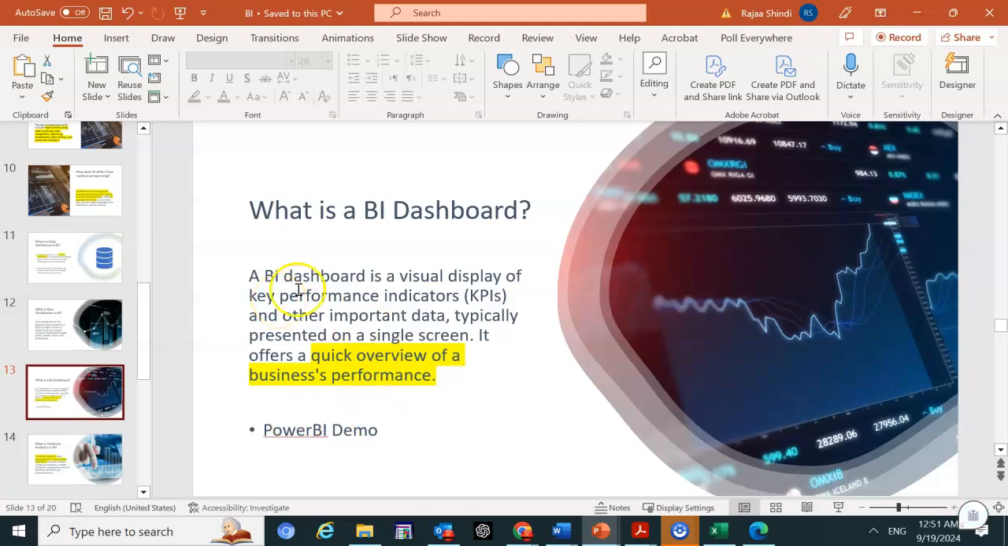Also, you can create a visual display of key KPIs. KPIs are key performance indicators. Managers or business leaders use the KPIs as a way to measure the company's success and meeting the targets.